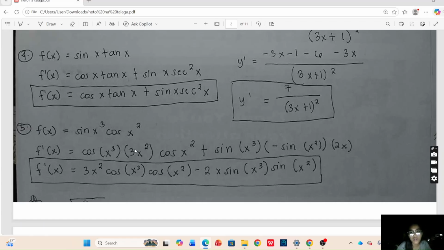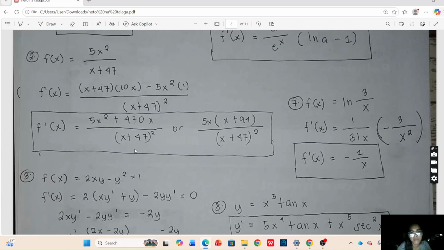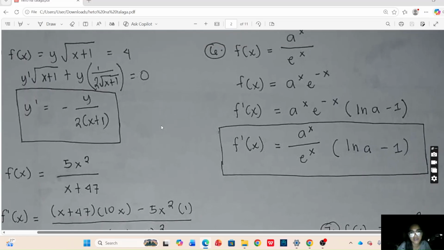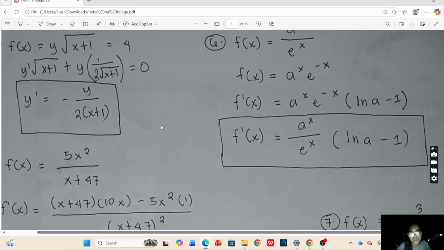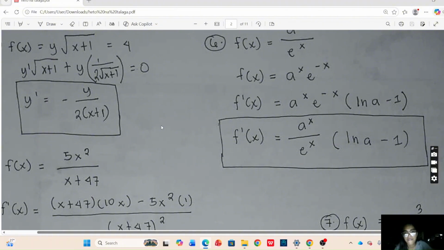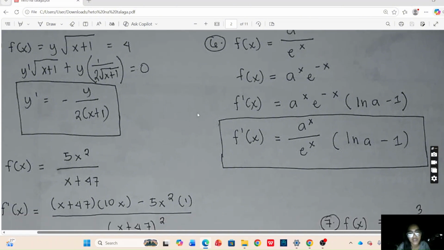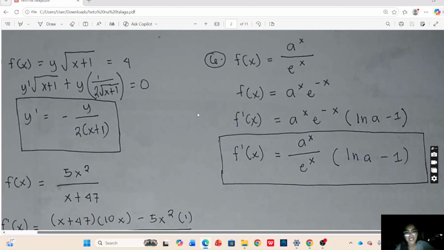So let's have problem number 6. Our problem number 6 is f of x equals a raised to x over e raised to x. We have to rewrite the function first as a raised to x multiplied by e raised to negative x. So we use the product rule for that.